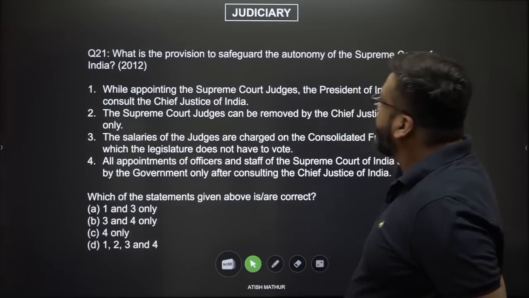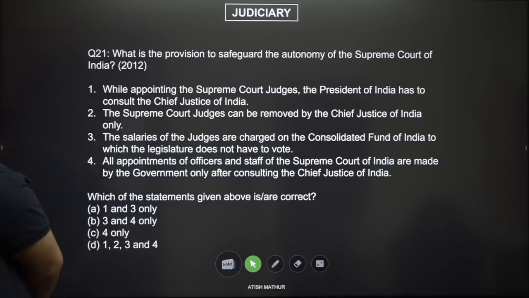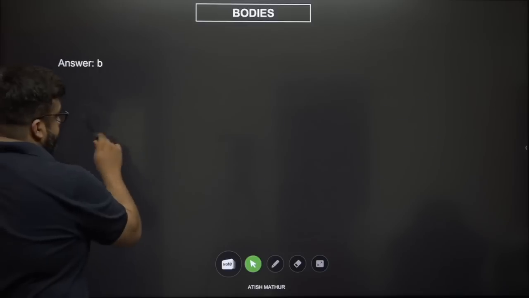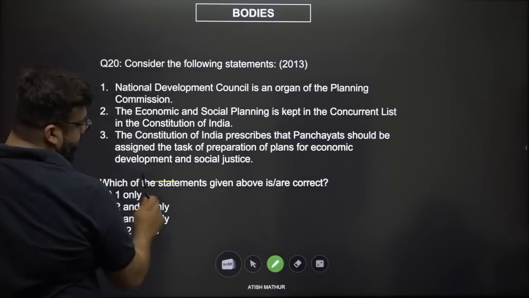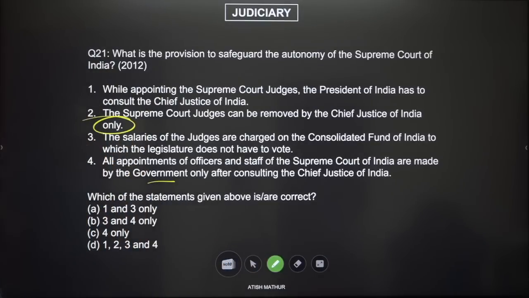Which of the following is to safeguard the autonomy of the Supreme Court of India? While appointing Supreme Court judges, the President has to consult the Chief Justice of India. The Supreme Court judges can be removed by the Chief Justice of India only. The salaries of the judges are charged to the Consolidated Fund of India, which the legislature does not have to vote. The appointment of the officers and staff of the Supreme Court are made by the government only after consulting the Chief Justice of India.